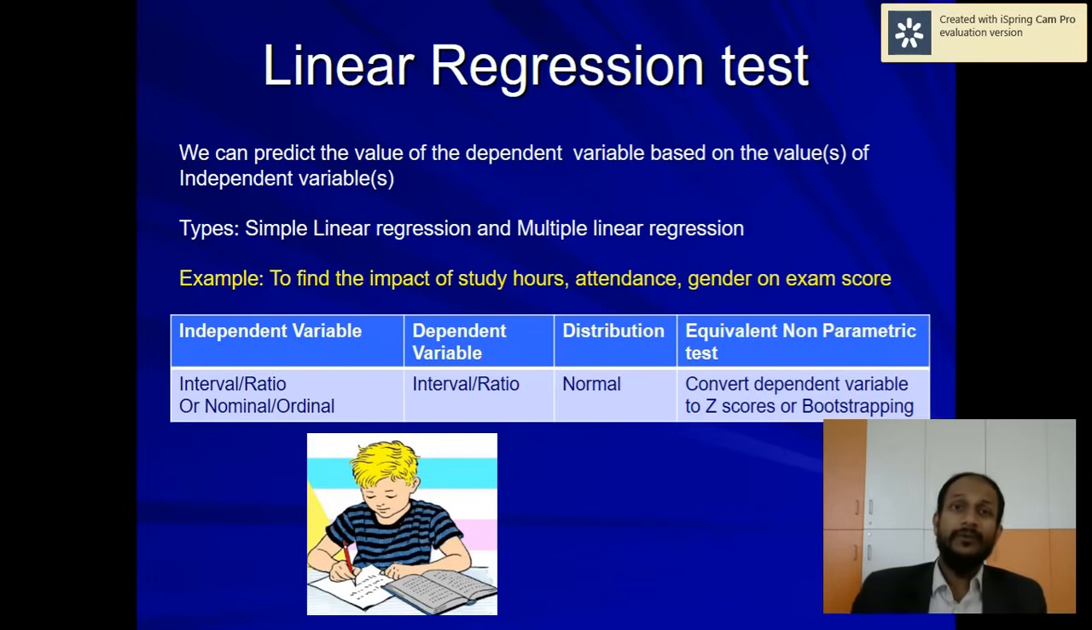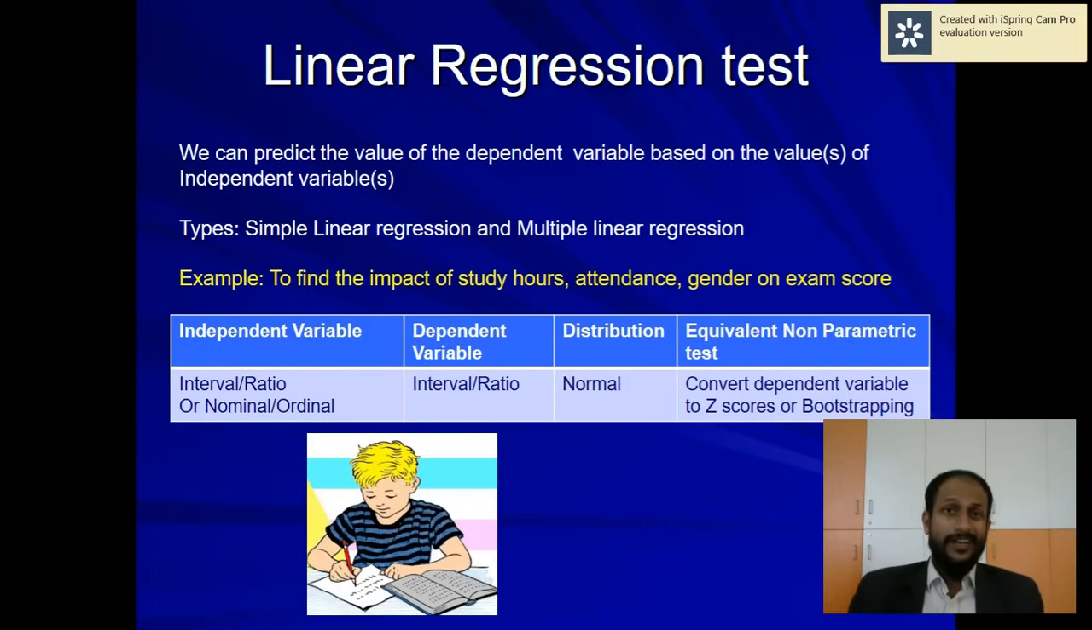What is meant by simple linear regression? When I'm trying to find out the impact of one independent variable on one dependent variable, I use a technique called simple linear regression. Say, for example, I'm studying the relationship between salary and job satisfaction. Salary could be the independent variable, job satisfaction could be the dependent variable, and I'm trying to find out the strength of the impact. At that time I can use a technique called simple linear regression.